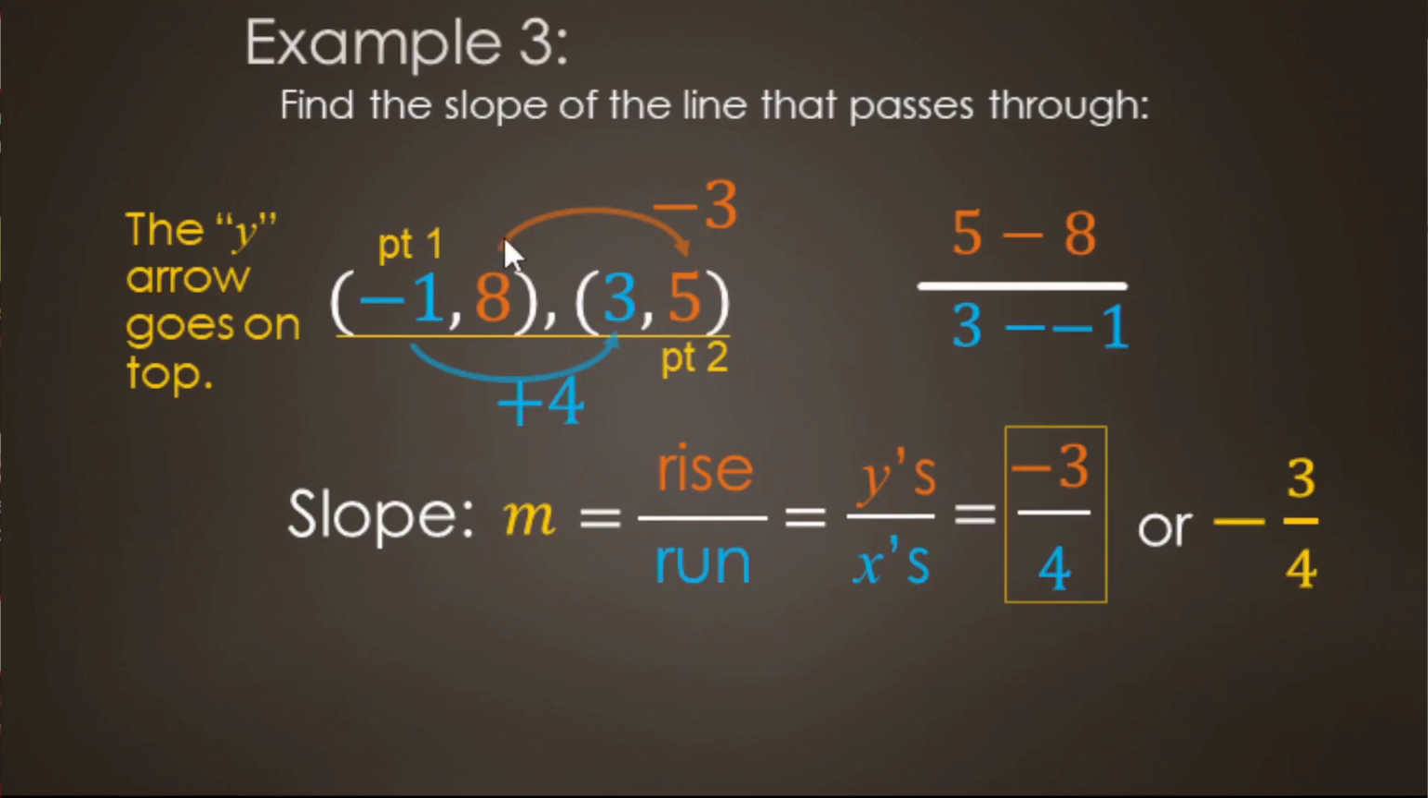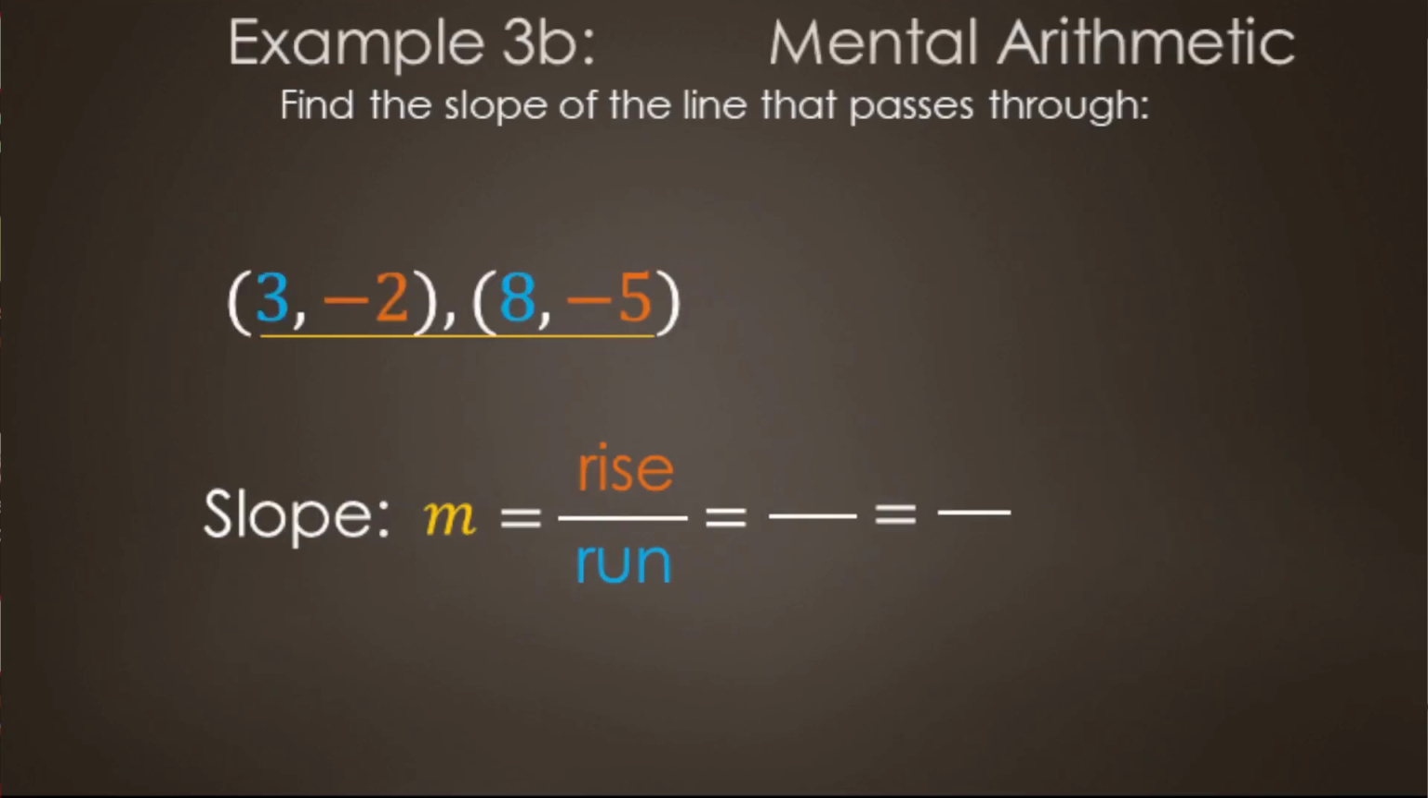Now, when you are using this arrow method, just kind of doing it in your brain, I highly recommend you put the change in y's, or the rise, up on top, and then the change in x's underneath the 2 ordered pairs. That way, when you have it written down here, it's negative 3 over 4. If you have it the other way, then it's kind of backwards. So for this example, I want you to try this one out on your own, writing nothing down, using only mental arithmetic. So go ahead and pause the video, try it out, then come on back and see how you did.